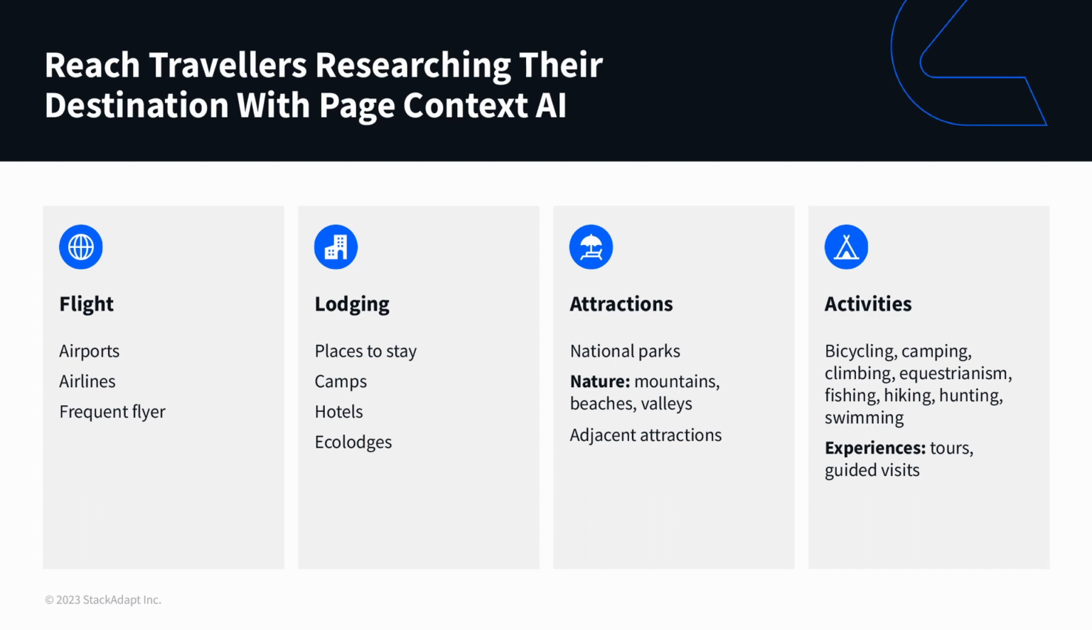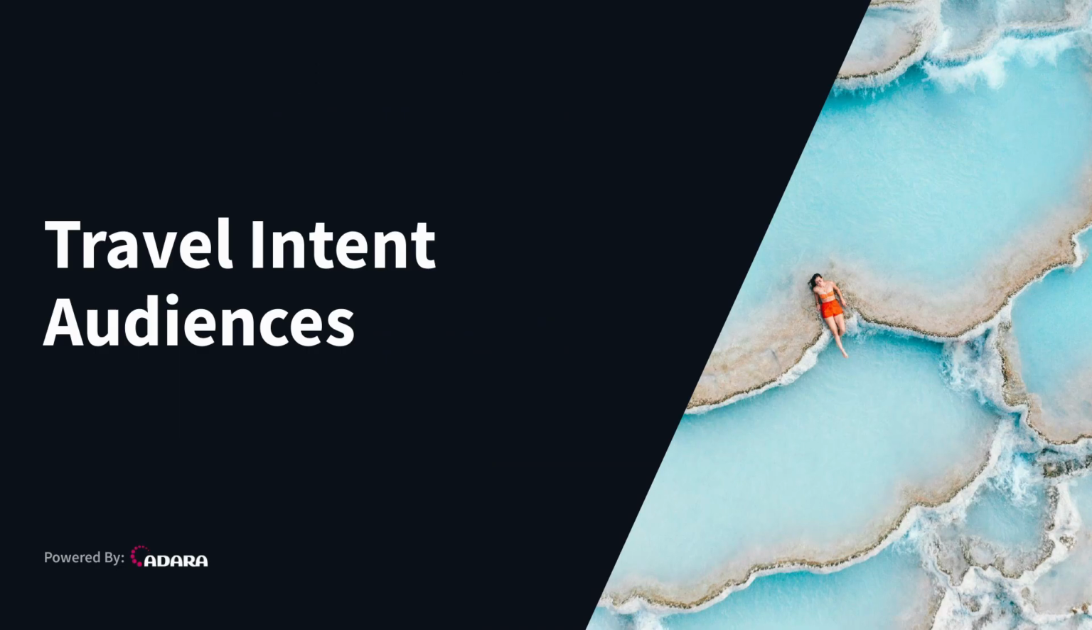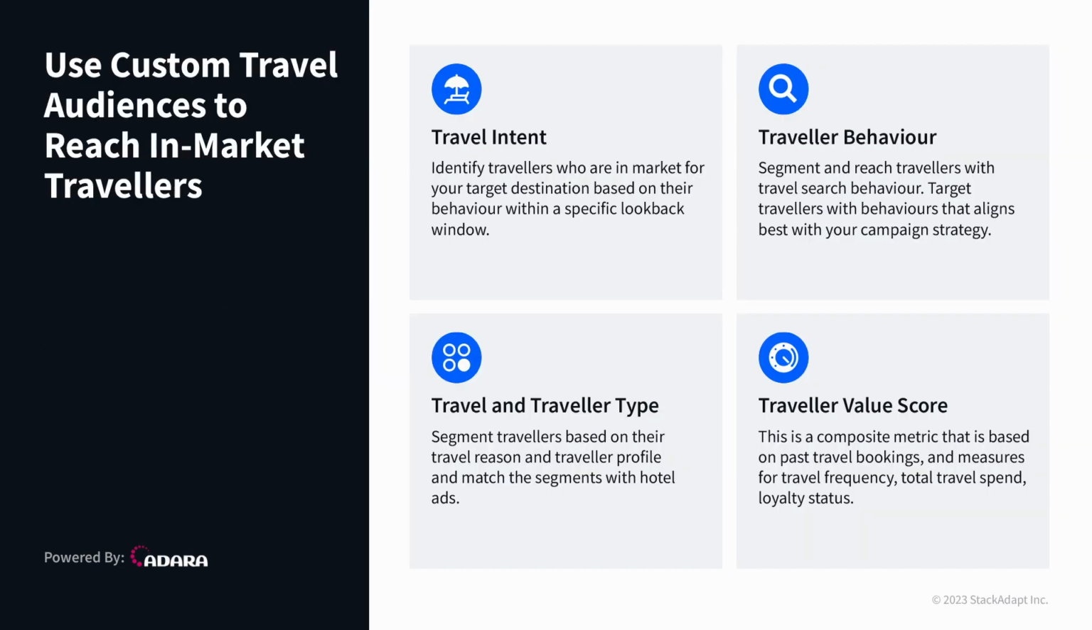Now Kane's going to take us through the intent audiences. Awesome, thanks, Lily. So yeah, we are partnered with a solution provider called Dara. They offer a number of different audiences to reach in-market travelers particularly. They leverage first-party data from a range of different publishers to create a few audiences. You can see a brief summary of each on the right here. So we have travel intent audiences.